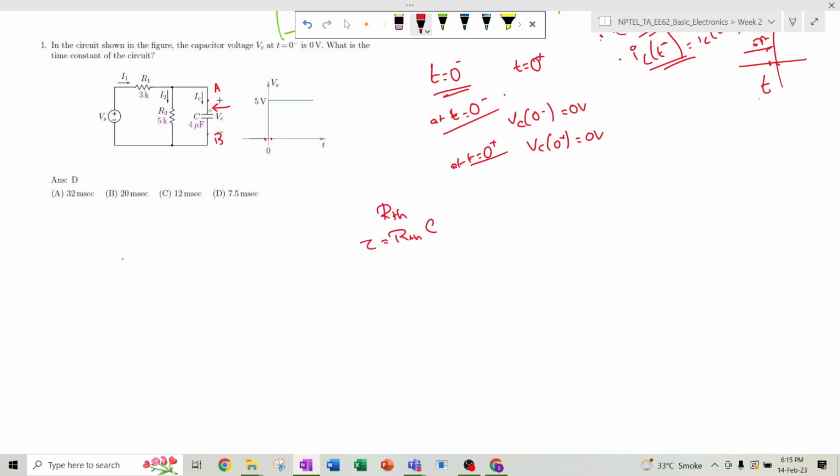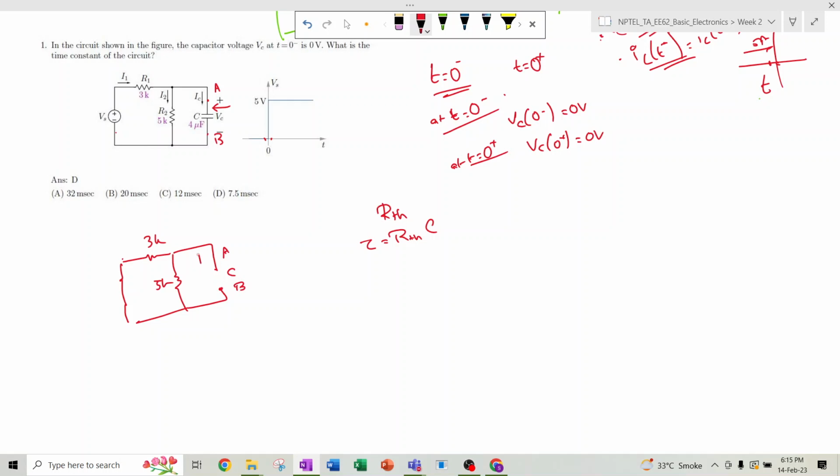As I have already discussed in the earlier session, to determine the Thevenin resistance we should consider the voltage source. Here it is a constant voltage source, so we can make it a short circuit. So this part is short circuit, and then there is a resistance which is 3k. Here is also a resistance which is 5k, and this part is open, that is the capacitor. So we are looking from the A and B terminals.